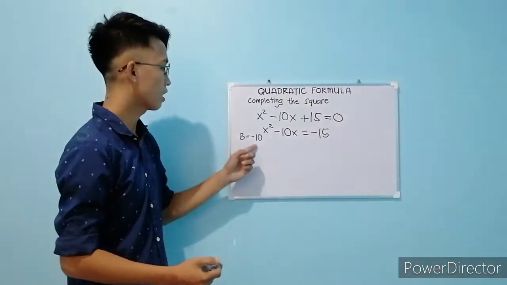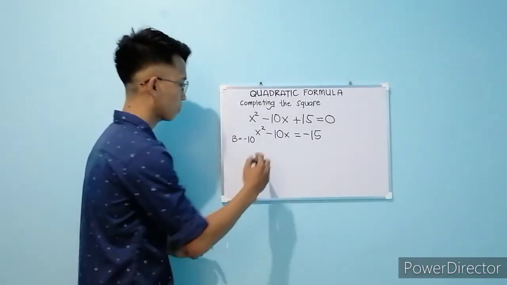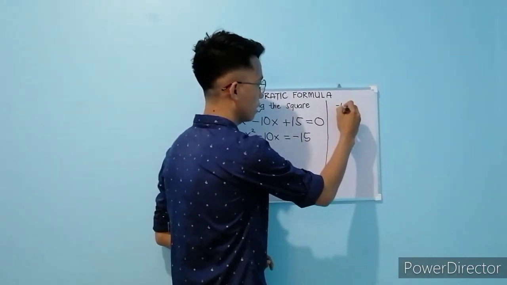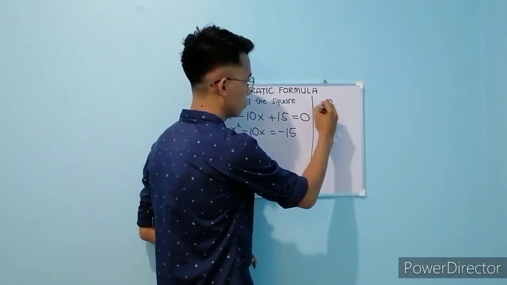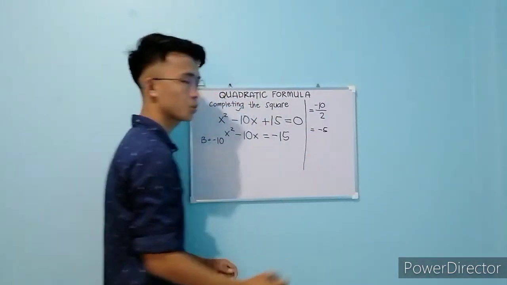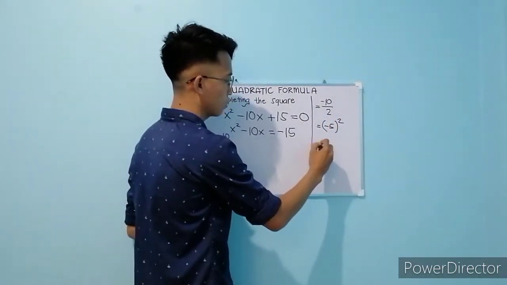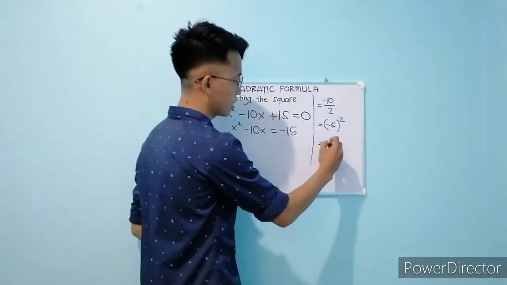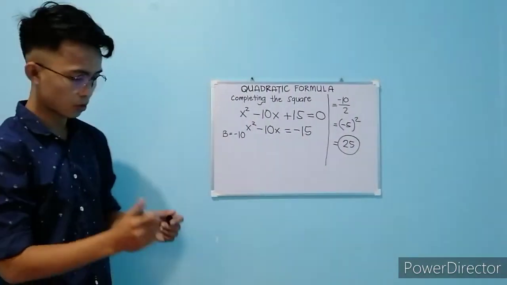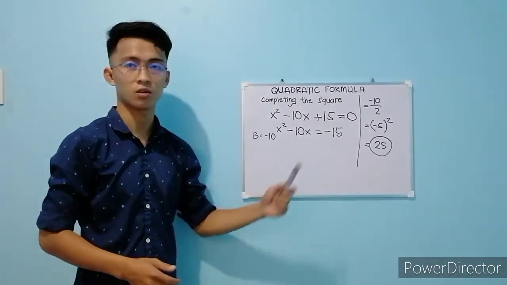The value of b is negative 10. So the next process, we need to divide it by 2. So negative 10, let me do it here. Negative 10 divided by 2. So that is equal to what? That is equal to negative 5. So we need to square negative 5. Squaring negative 5 gives us positive 25. So it means that positive 25 would be the number that we will add to both sides of the equation.